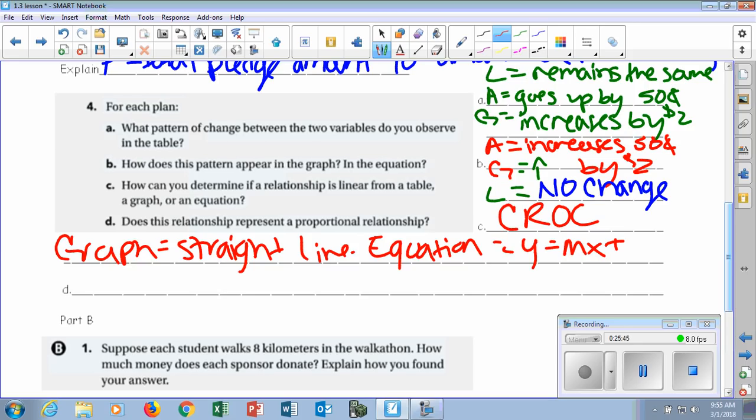Blake? B. Mx plus b. We always look for that. When we see an equation, if we see either y equals mx or y equals mx plus b, something in that type of form, we know it's going to be a linear equation.